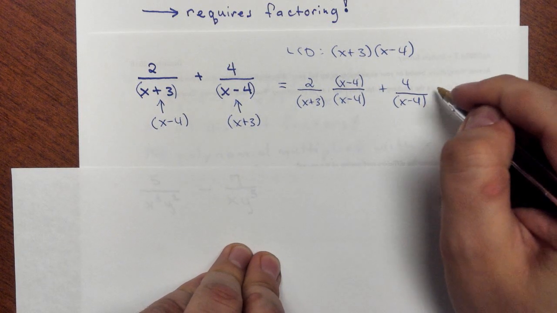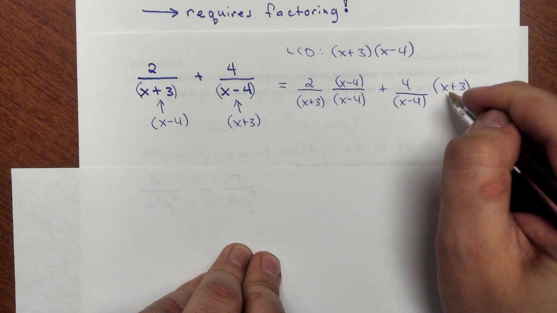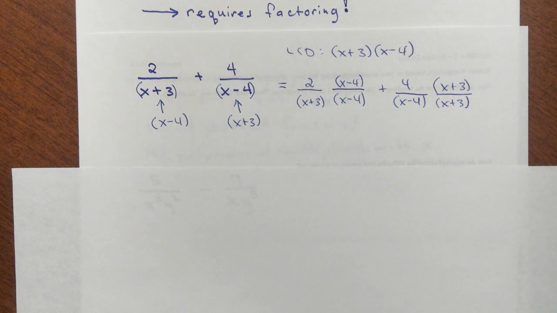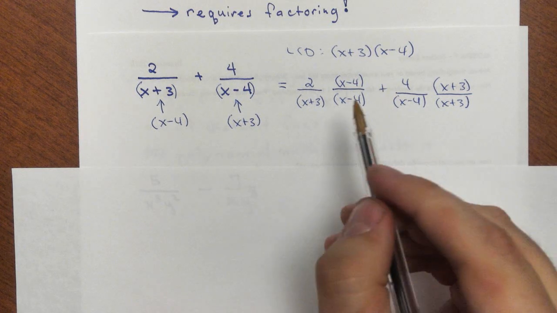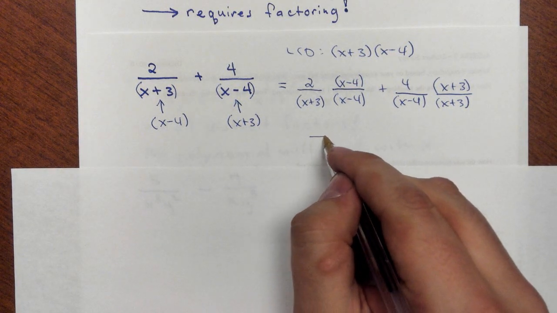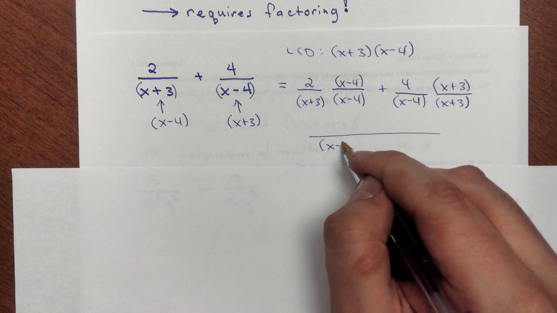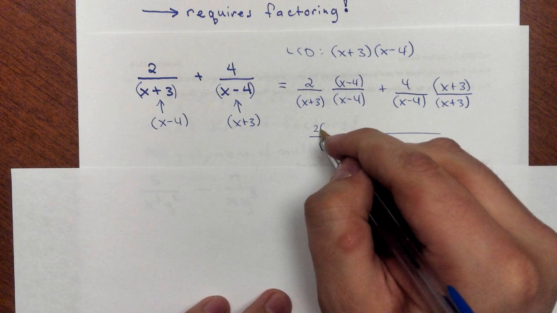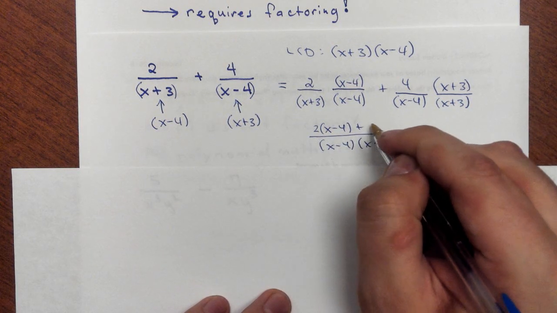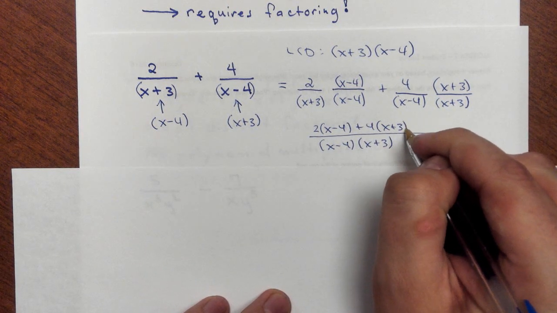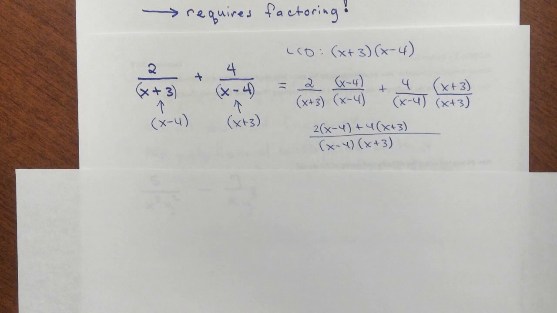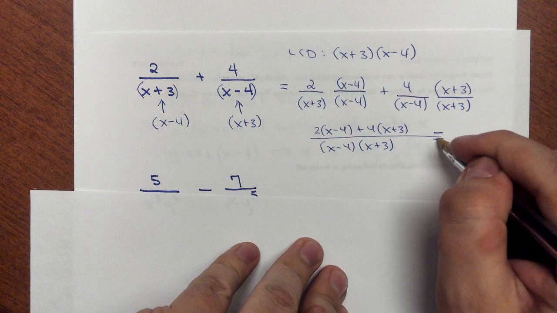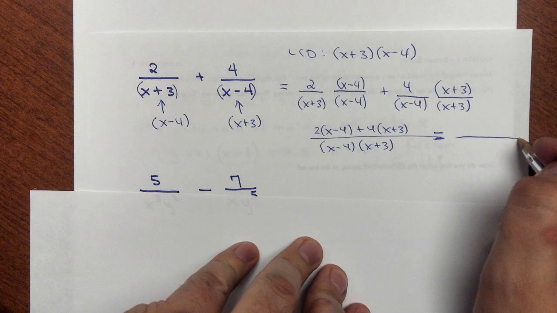For the second expression, the missing factor is x plus 3, so that's going to be multiplied into both the numerator and the denominator. Now, at that point, I will have a common denominator, so I can write this all over x minus 4 times x plus 3. And what I have up here is 2 times x minus 4 plus 4 times x plus 3. And if you distribute this carefully, you will get the final answer that we'll be arriving at again when we really do this in a few days.